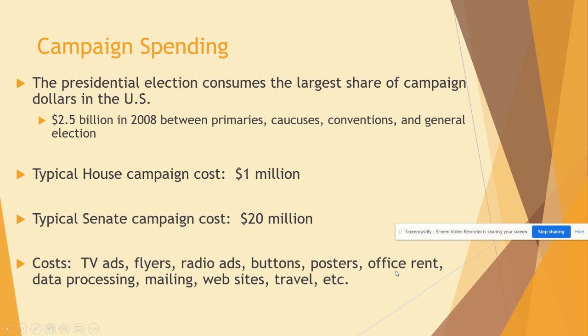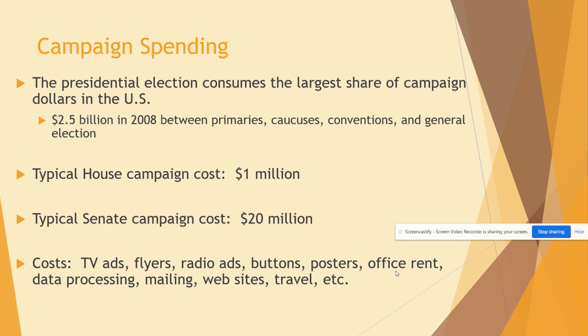So a lot of this goes toward advertising, whether through media, print ads, stickers to give out, posters, campaign headquarters. You got to pay rent on those buildings. You got to pay staff, right? So secretaries, people helping you with your schedule, writing speeches, people who are doing polling, people helping with your advertising, anything that a candidate would send out through mail needs to be paid for, maintaining a website, traveling.